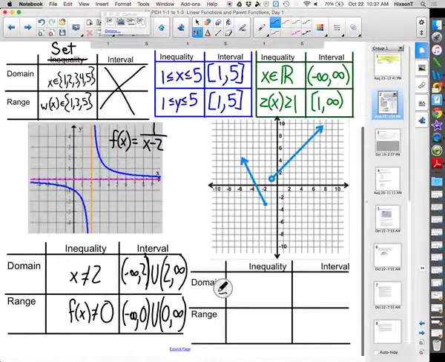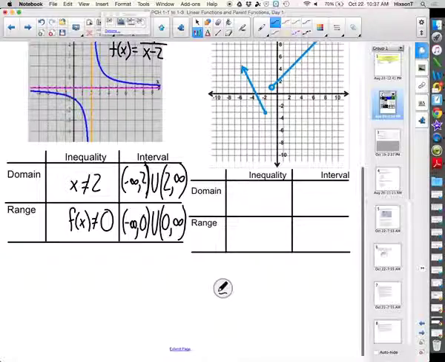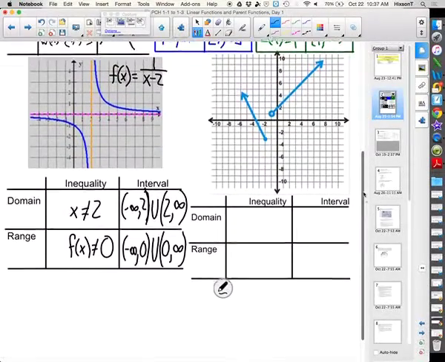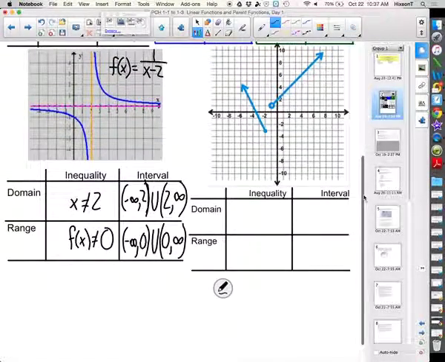Alright, let's try one last one here. This is a little different looking function. What kind of function is this? Do you remember? Yeah, piecewise function. It's a function in 2 different pieces. Here's a linear function, here's a linear function, but we're taking it in 2 separate pieces. Okay?